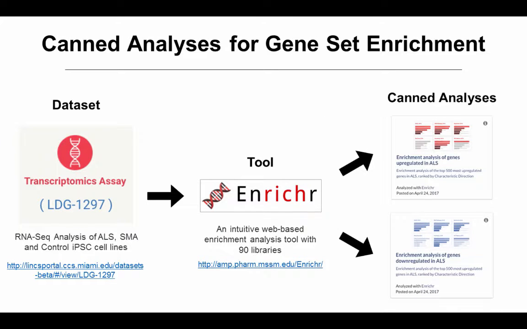As a brief example of what a canned analysis could actually be, a user could download a transcriptomics assay, for example, LINCS dataset LDG1297, which is an RNA-seq analysis of induced pluripotent stem cells derived from ALS and SMA patients, as well as control patients. And so the user could decide to perform a differential gene expression analysis to identify what genes are overexpressed or underexpressed in the disease cell lines compared to the controls. The user can then perform an enrichment analysis using a tool such as Enrichr, which generates web pages containing the results of the upregulated and downregulated enrichment analysis.